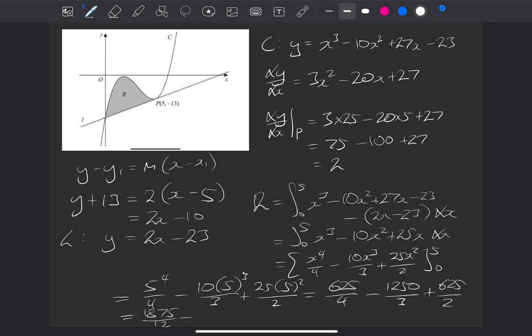We'll take away. We need to times this middle fraction by 4. So doing that will give us 5,000 on 12. And then lastly, we need to times the last one by 6. So 625 times 6 gives us 3,750, and again, over 12. So adding these all together will give us the final answer. 1,875 minus 5,000 plus 3,750 gives us 625, which is quite nice, divided by 12. So that is our final answer: 625 divided by 12.